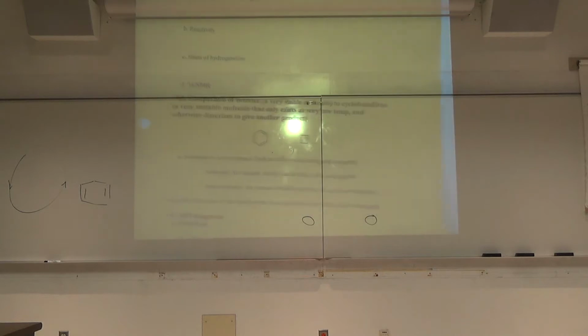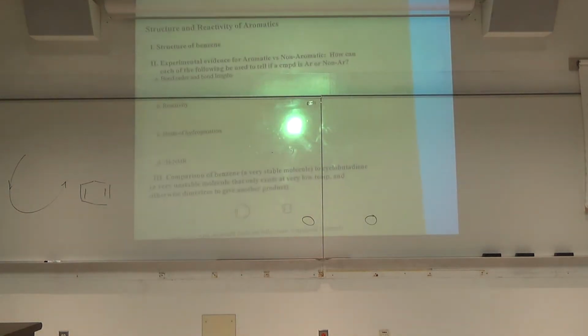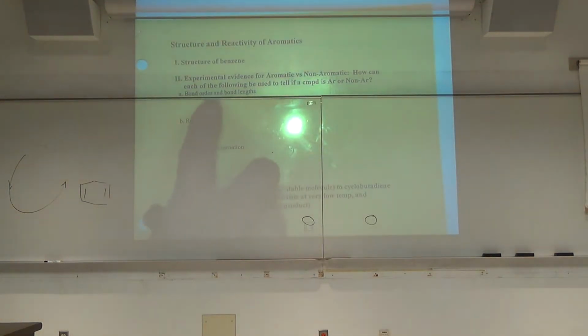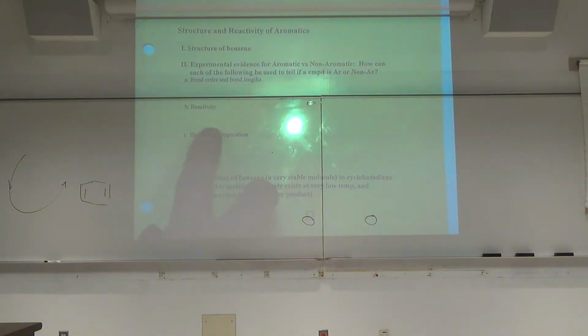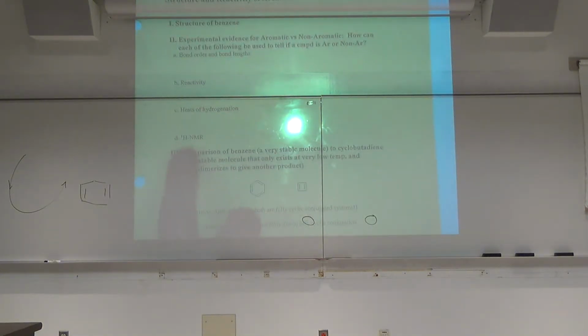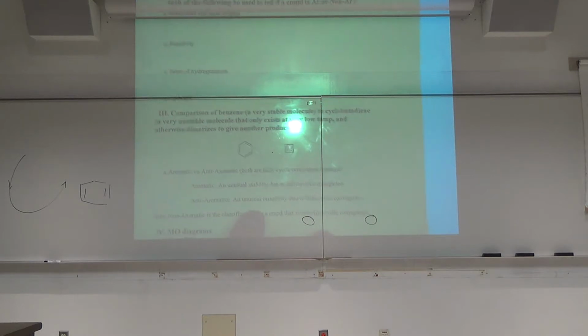Is it yellow? Yeah. Structure, yes, that tells us what we're doing. What are we doing? Structure, experimental evidence, bond lengths, reactivity, heat of hydrogenation, NMR. Did we just do that? Yep. Okay. Number 3.